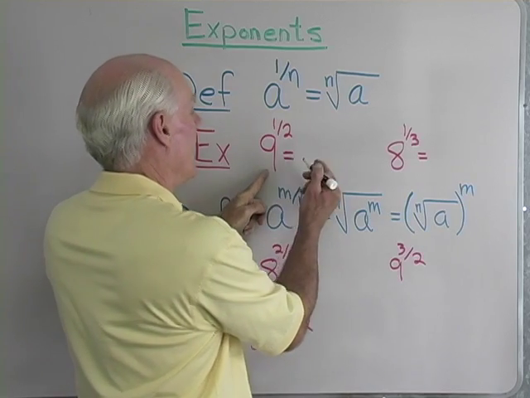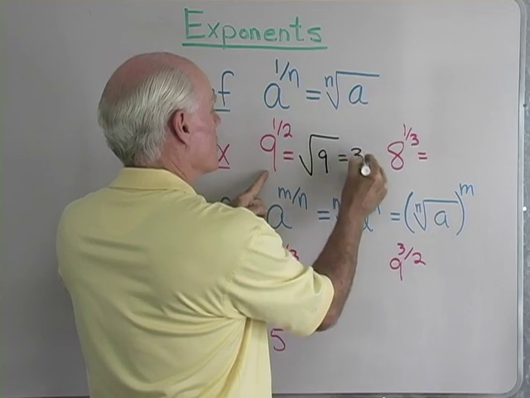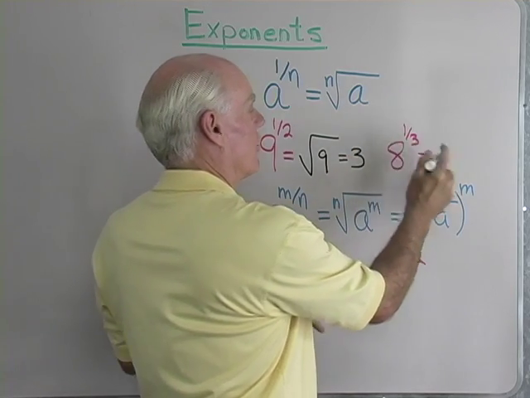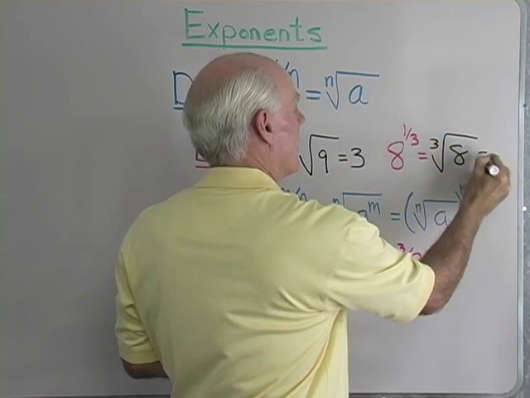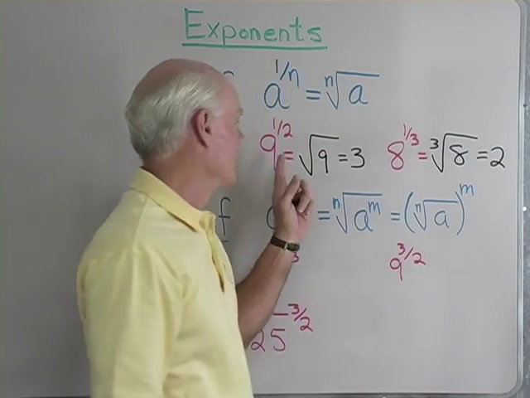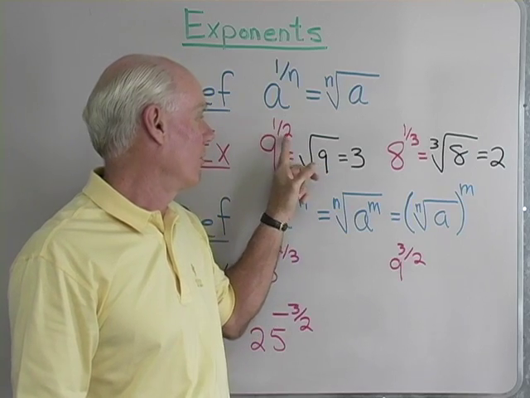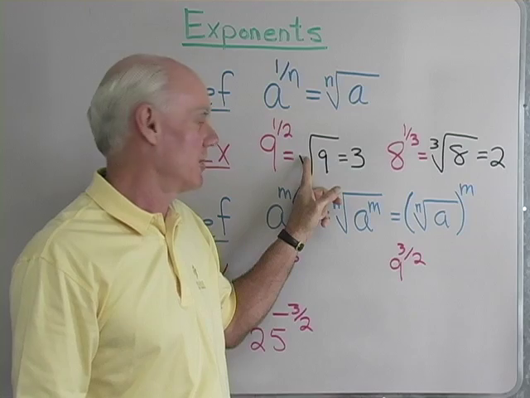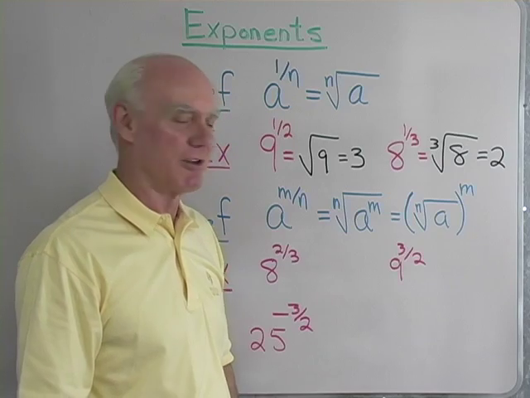So 9 to the 1/2, well, that should be easy. Square root of 9, which is 3. 8 to the 1/3 power, I use my definition, cube root of 8, that comes out to be 2. So fractional exponents like this, exponents that are rational numbers, 1 over 2, 1 over 3, they stand for the second root and third root of whatever number there was for the base.